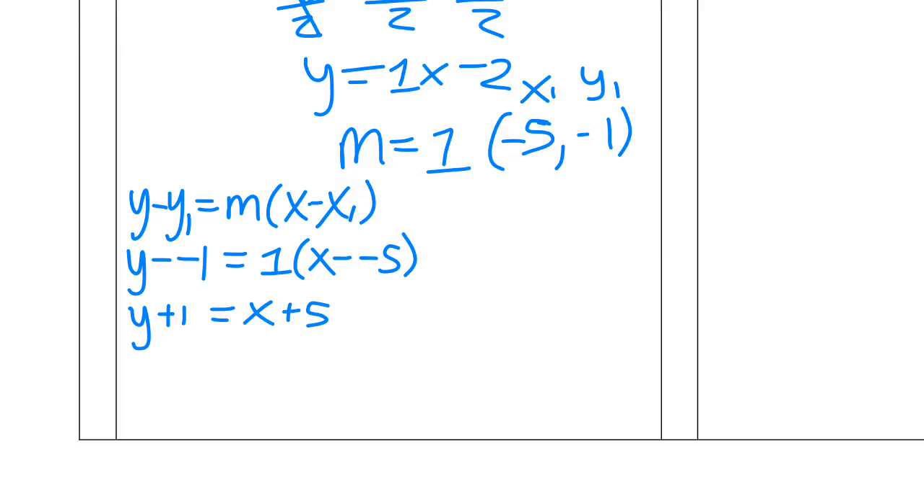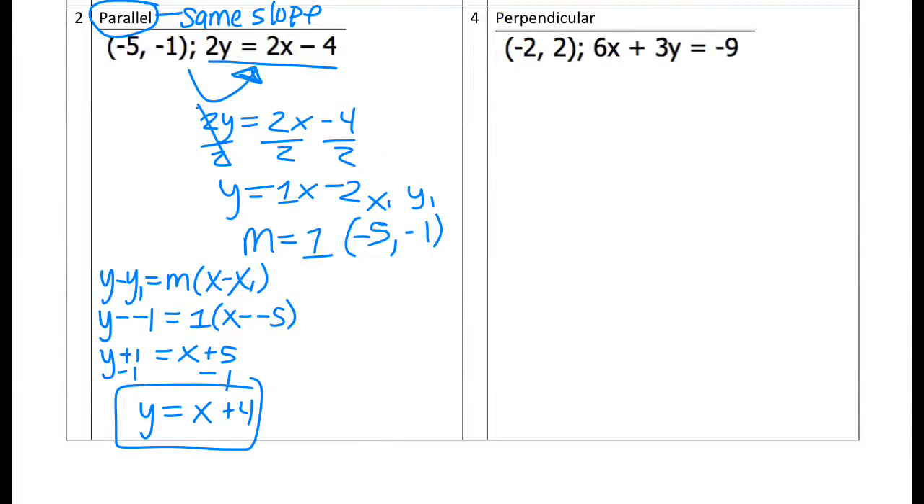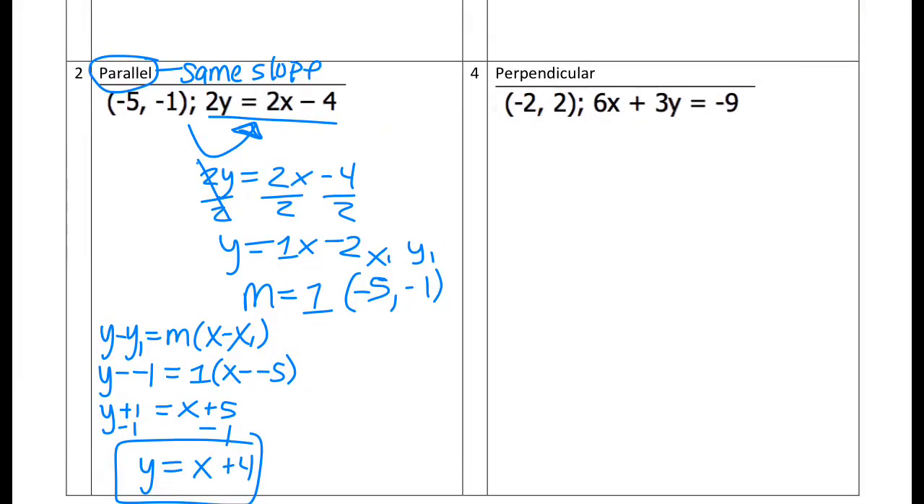Okay. Then I subtract 1 from each side, and I get my final equation, y equals x plus 4. And there you have it. We just wrote an equation. This new equation we wrote is parallel to this equation, and it travels through this point.